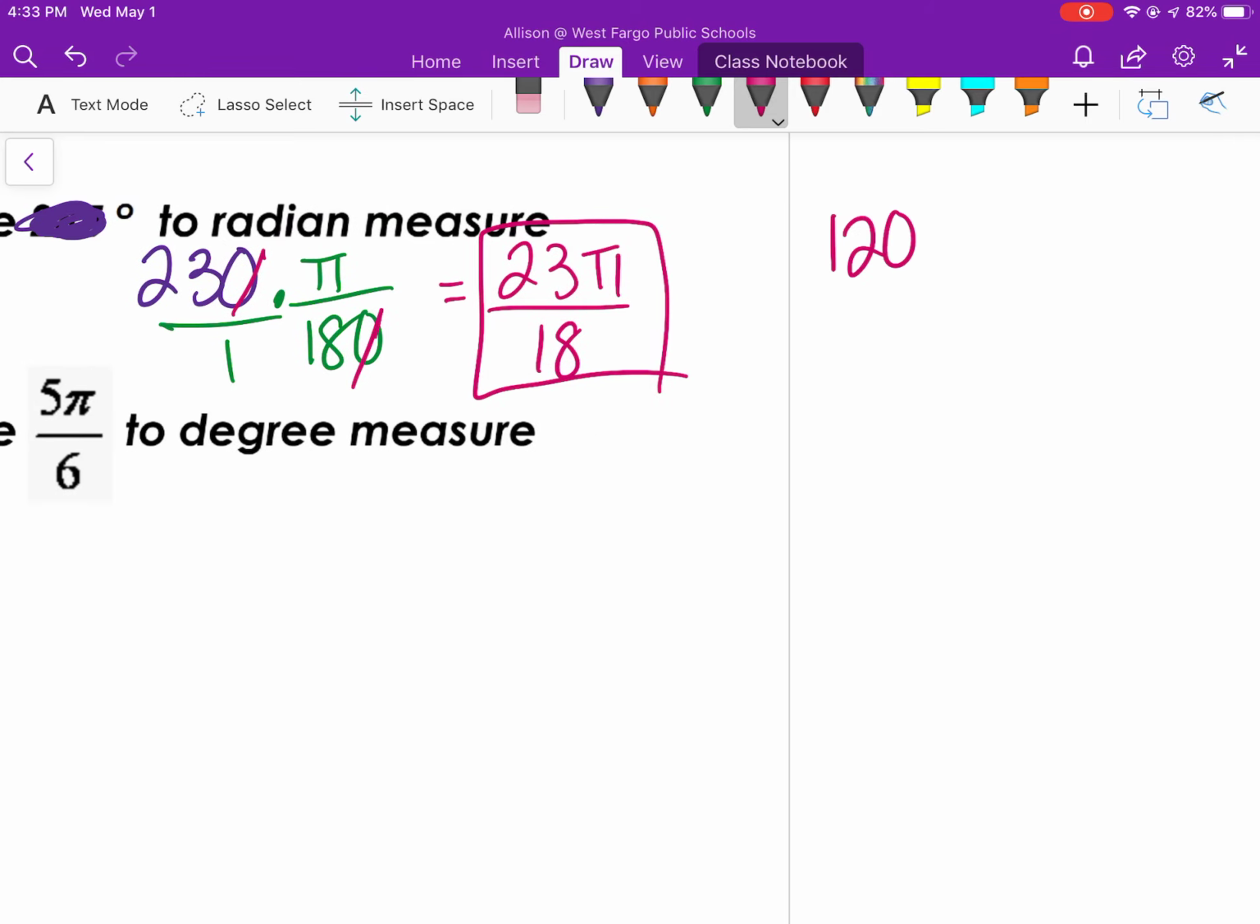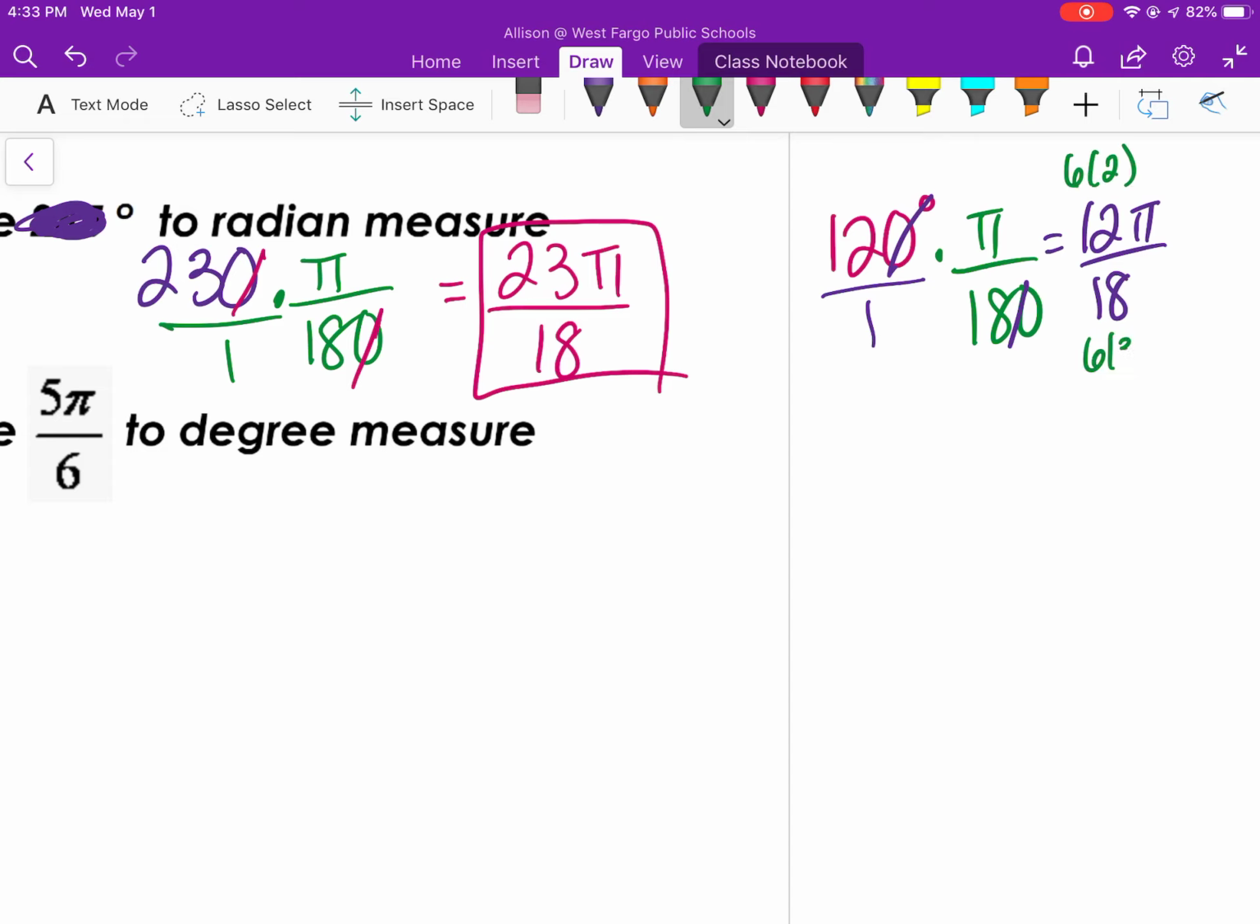Let's say it was 120 degrees. I'd multiply that by pi over 180. I can put 120 over 1, and I can take out the zeros. I can go 12 pi over 18, and then both of those are divisible by 6. 12 is 6 and 2, and 18 is 6 and 3. Then I can take out a 6, and my final answer would be 2 pi over 3.